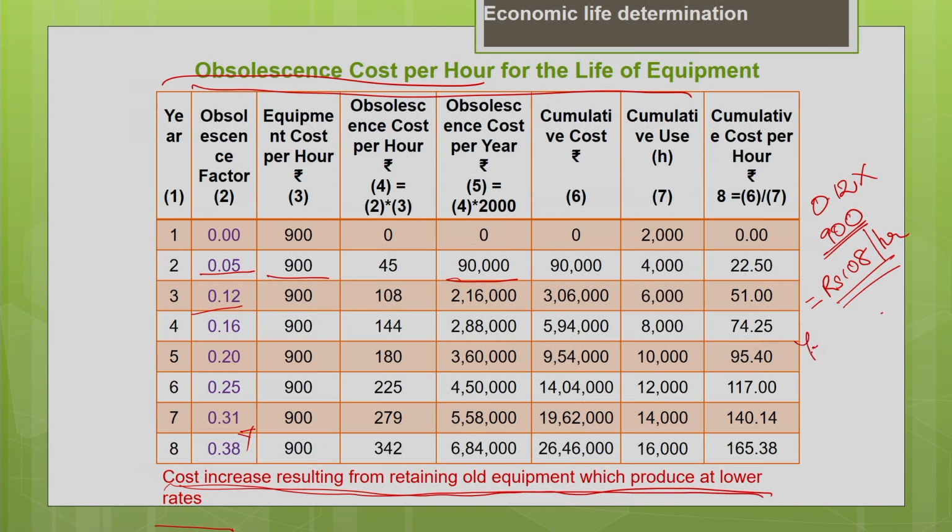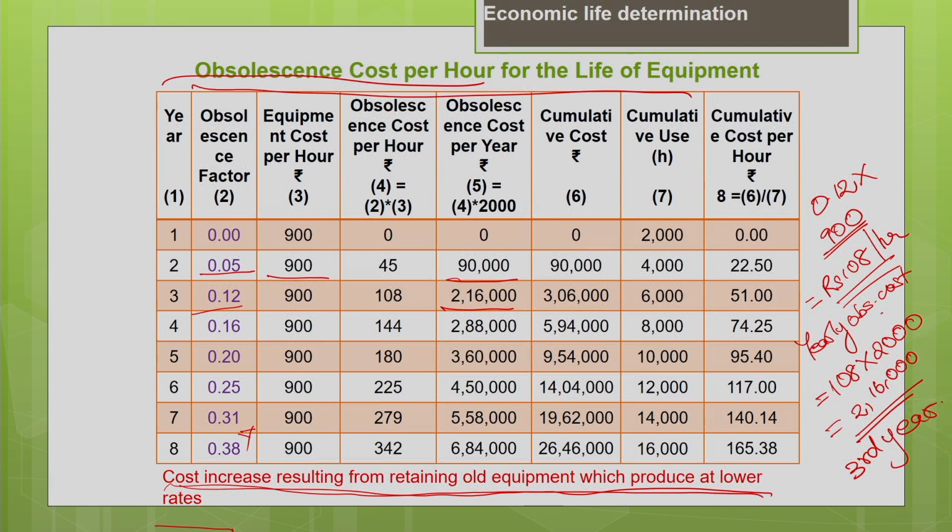Now find the yearly obsolescence cost. Yearly obsolescence cost is nothing but 108 per hour multiplied by the yearly usage of 2000 hours. So that gives you the obsolescence cost for the third year as 2,16,000. Okay, this is for the third year.